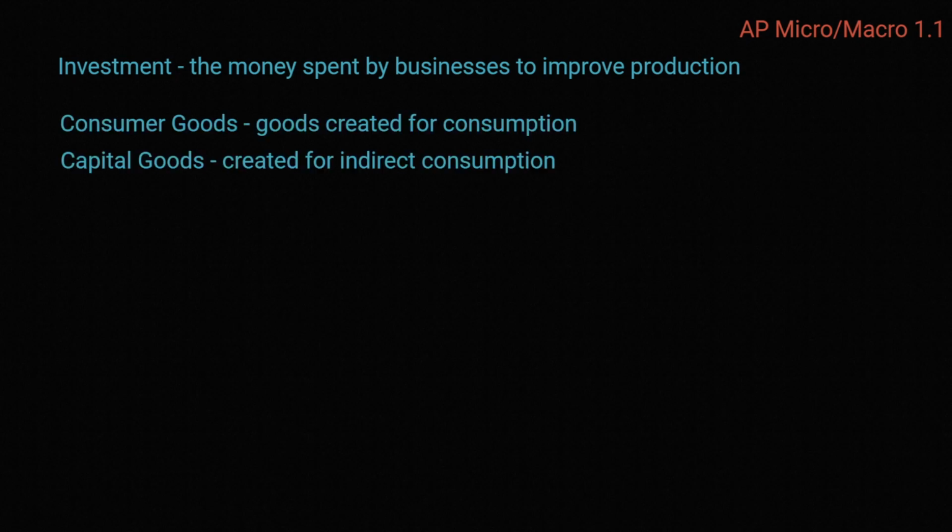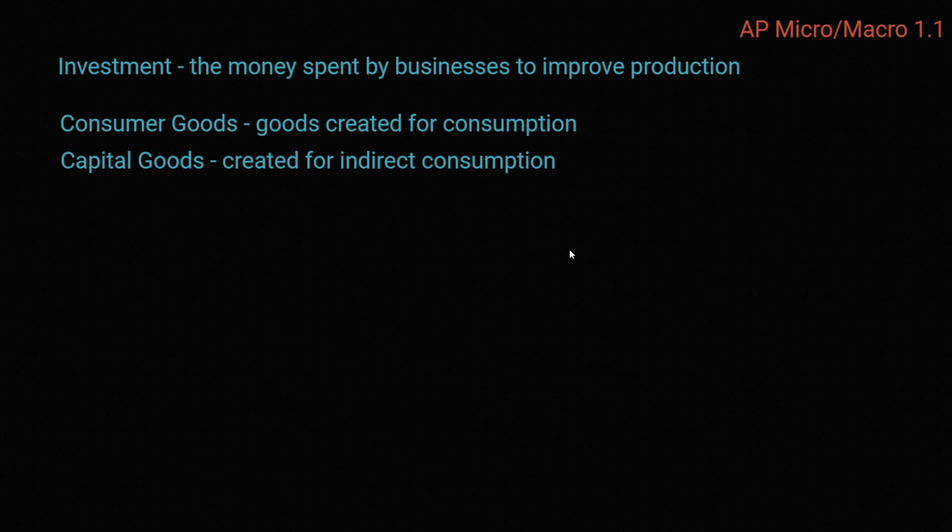This brings us to the two types of goods that there are. And so we have consumer goods, which are created for direct consumption. That would be a pizza, a hamburger, a video game. And I know you can't eat a video game, but you're using it directly. You're not using it to do something else.